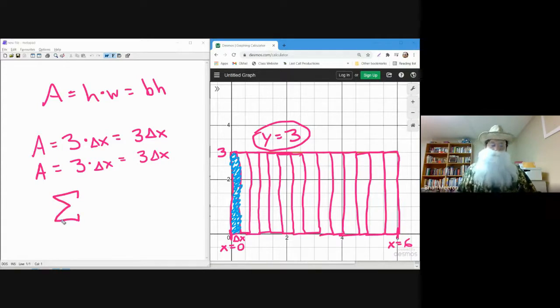Now, this is the capital Greek letter sigma. Don't let that scare you. It simply means adding all of them up. What am I going to add up?